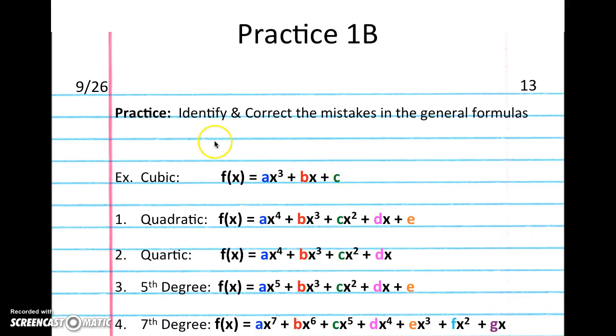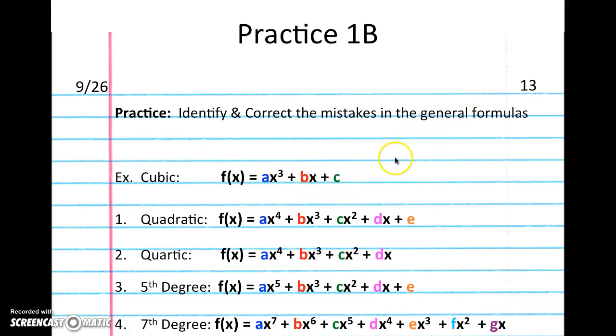All right, in practice B, you want to write down practice, identify and correct the mistakes in the general formulas. So in this case, you have 2 things to do. You're given general formulas and you have to identify the mistakes. So we have an example here with cubic, f of x equals ax cubed plus bx plus c.